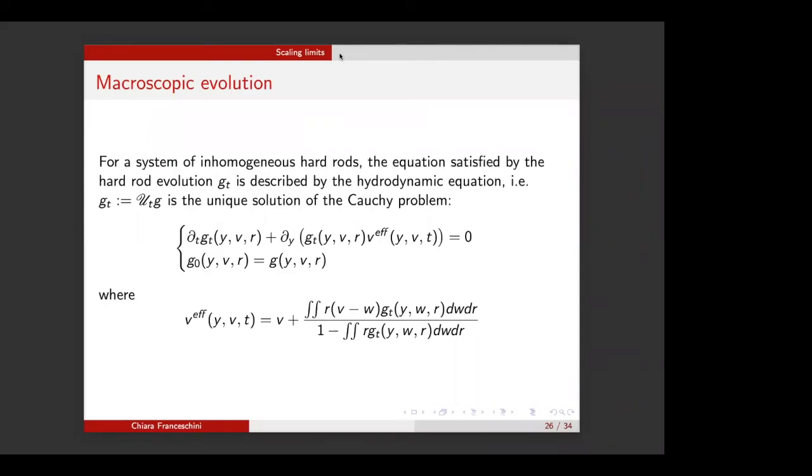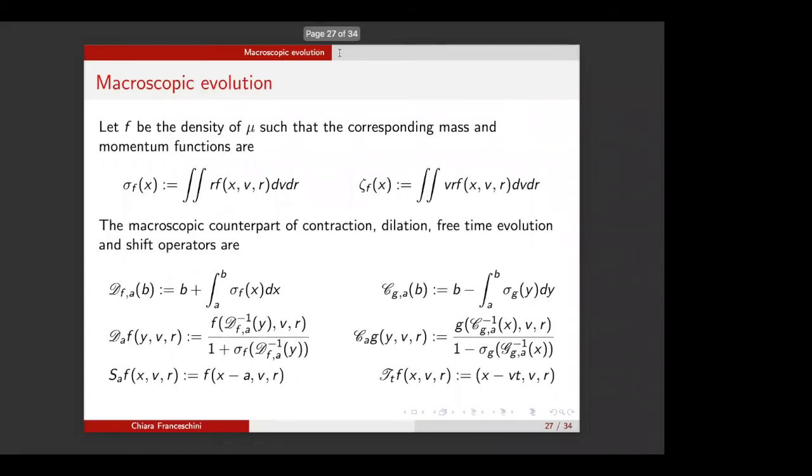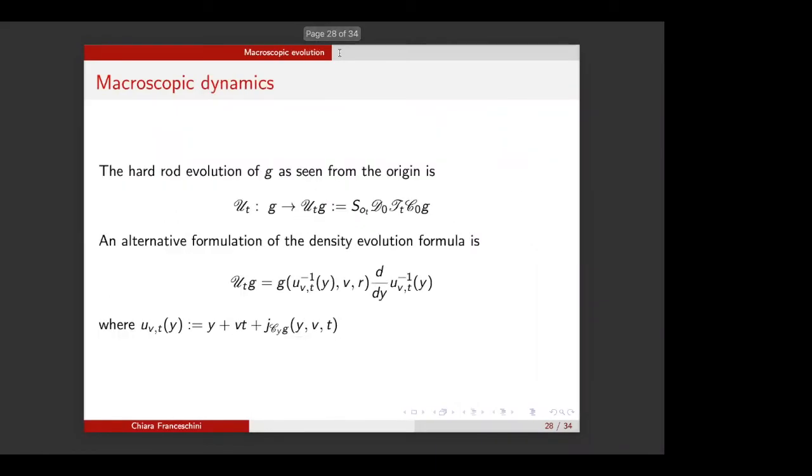Okay, so I don't know this model that you mentioned, but for the hard rods, the idea is the following. You have the macroscopic dynamics of the GHD. You prove that, given in terms of this contraction and dilation operator, it's equivalent to the one that is written. Maybe you can see my pointer. So you prove that it's exactly equivalent to this.